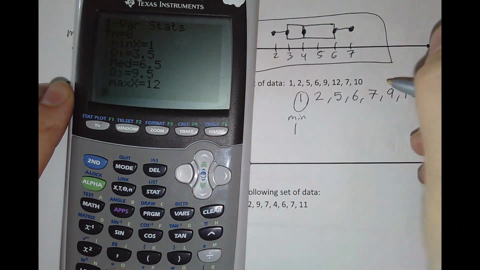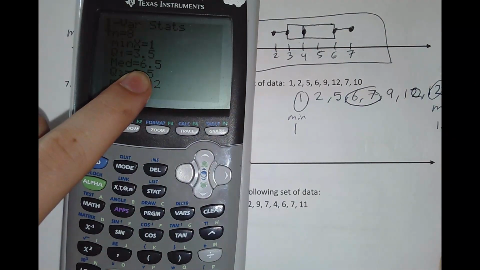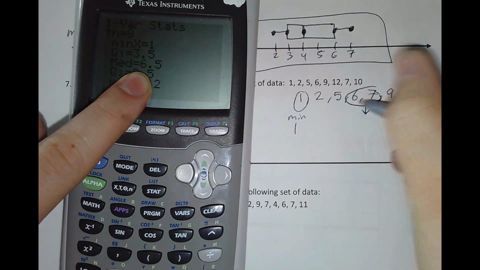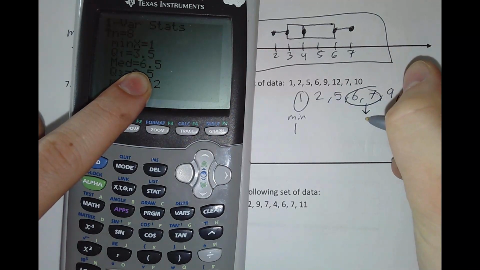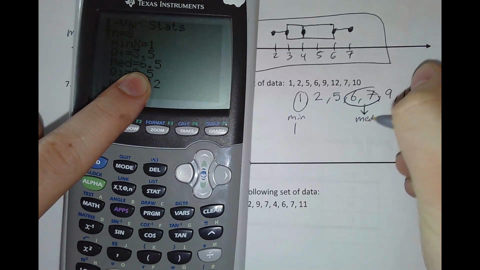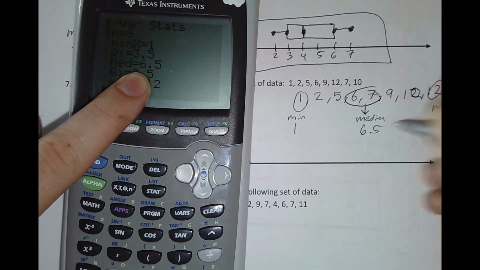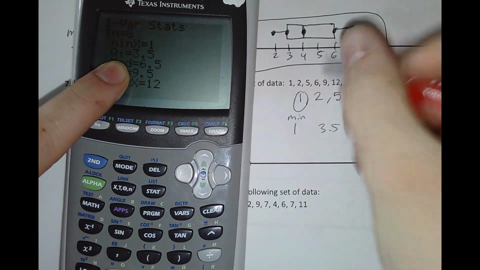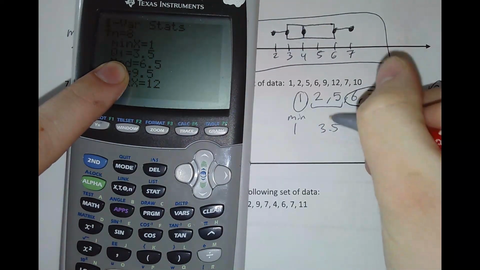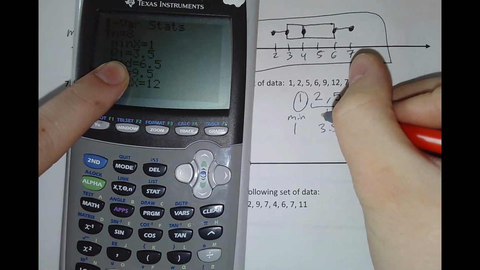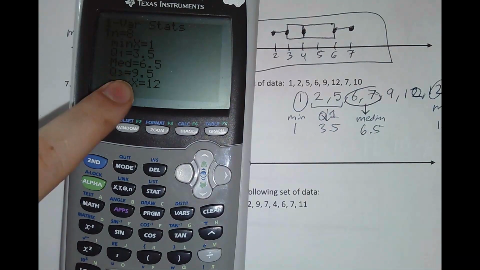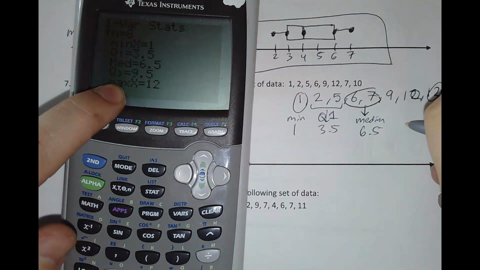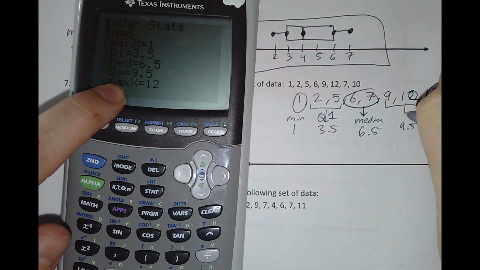The median is 6.5, as you can see right there. It's 6.5 because the middle is actually going to be the average of 6 and 7, so it's going to be 6.5. Quartile 1 is 3.5, which is the average of these two right there. And quartile 3 shows as 9.5, which is the average of those two right there.